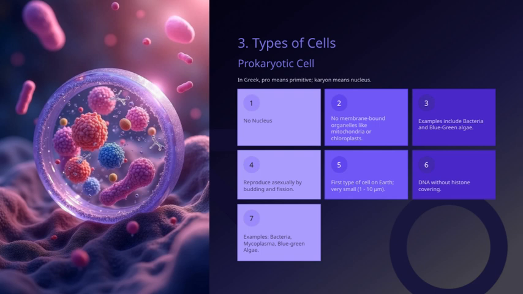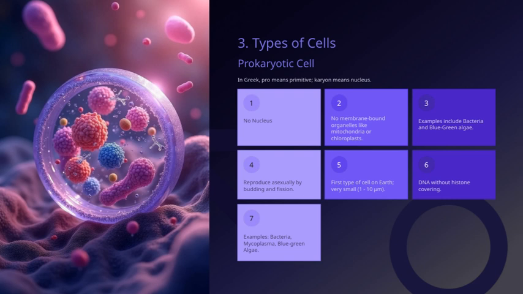Examples of prokaryotic cells include bacteria and blue-green algae, which are some of the earliest forms of life. In fact, they are considered the first type of cell on Earth. These cells are very small, typically ranging from 1 to 10 micrometers, which helps them survive in a variety of environments. Another important point is that prokaryotic cells lack membrane-bound organelles like mitochondria or chloroplasts, which are found in eukaryotic cells. This simplicity is part of what makes them so efficient and adaptable.